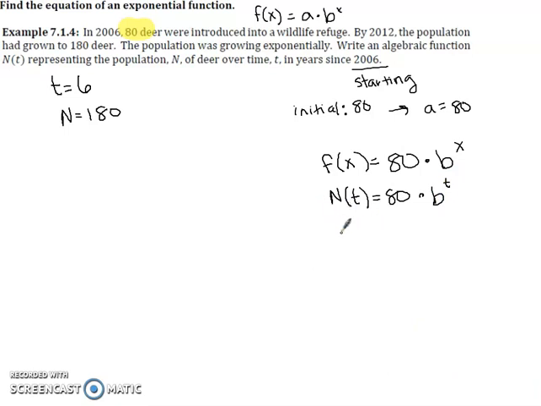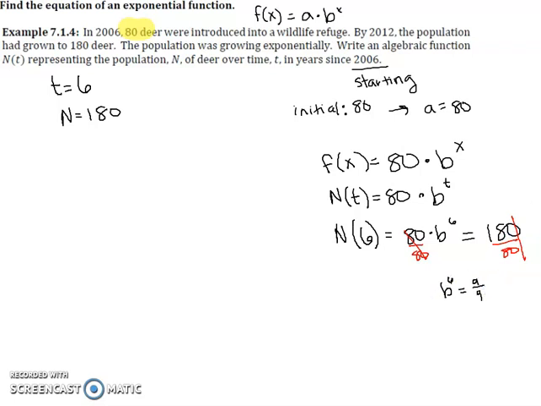So what they have told us is this very specific case where when t is 6, the number of deer is 180. So when I plug in a 6 to my equation, I should be getting 180. And this will allow me to solve for b. So I will divide both sides of my equation by 80 and reduce the best I can. I can divide by 10, and I continue reducing by dividing by 2. So b to the power of 6 is equal to 9 over 4.